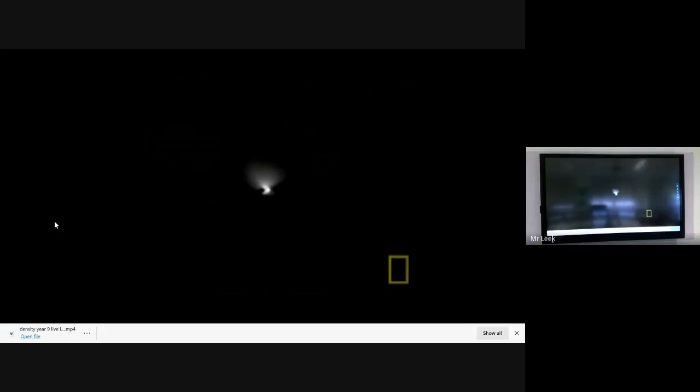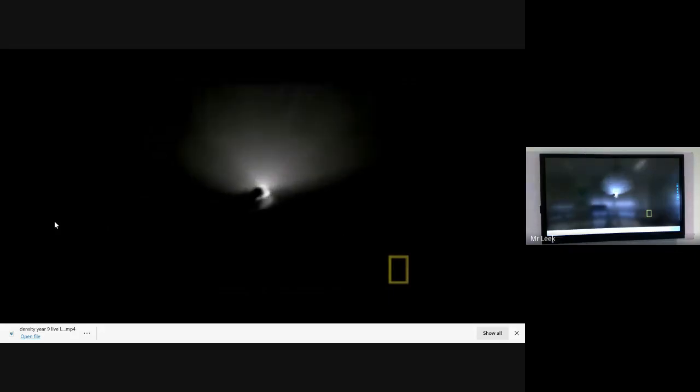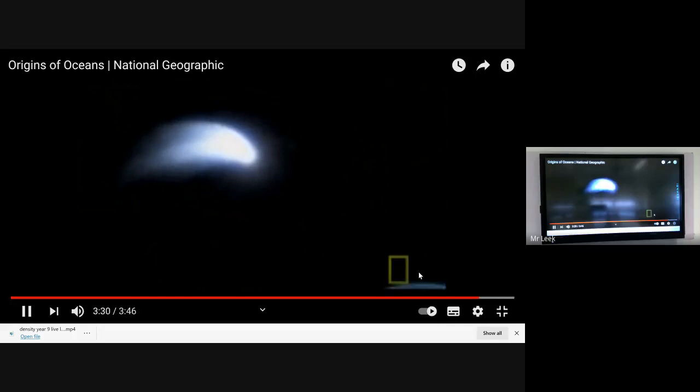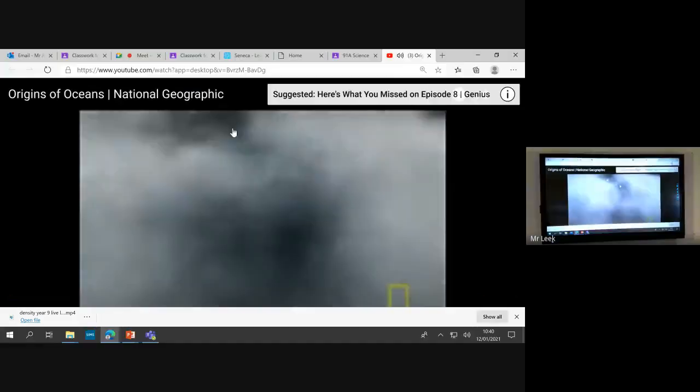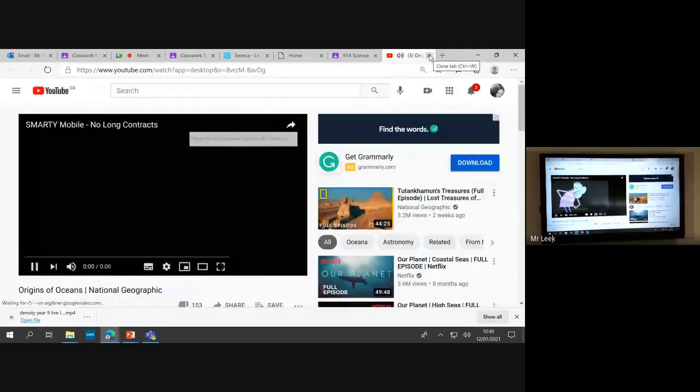Tons of water tossed into space. In Earth's formative years, it was hit by thousands of comets like this.